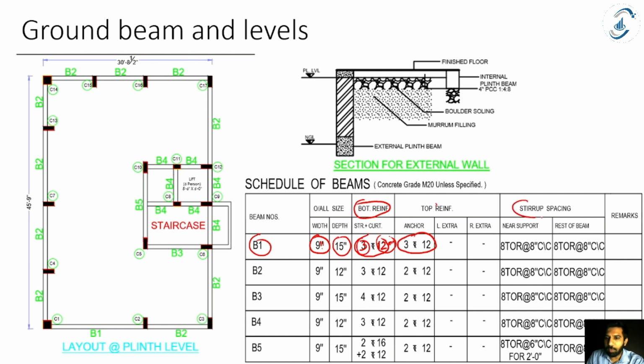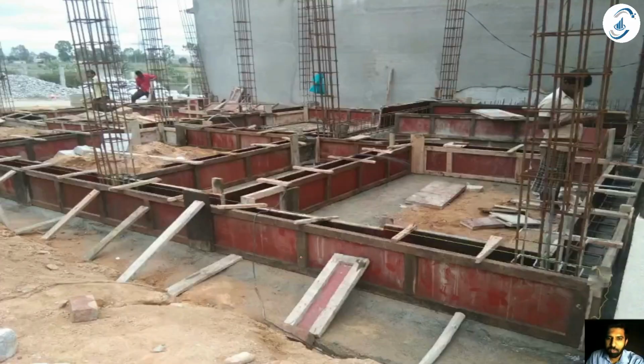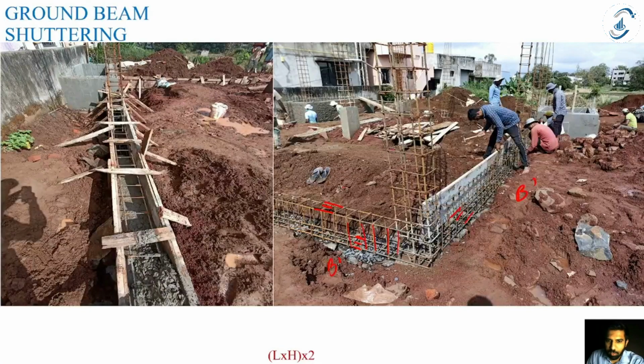Now the stirrup spacing. What is the dia of my stirrups? This is 8 mm. 8 mm dia bars. And what is the distance here? 8 inch center to center. So here you can see the dia of these bars is 8 mm. And what is the distance between these stirrups? That is 8 inch center to center.